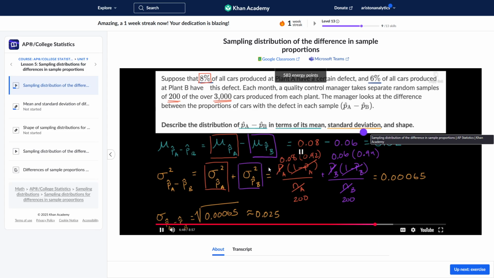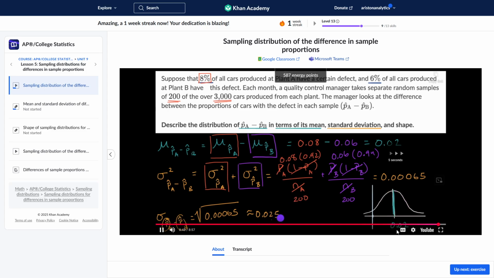Just as a review, we just have to remind ourselves. We can assume this sample is normally distributed if both the expected number of successes and fails, because these are Bernoulli random variables that can be classified as success or fail, are greater than 10. So 8% of 200 is 16, and 92% is definitely higher than 16. So this is going to be normally distributed. Yep. 0.025, or approximately that.